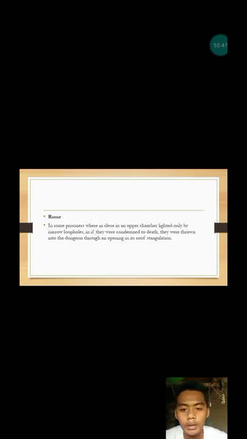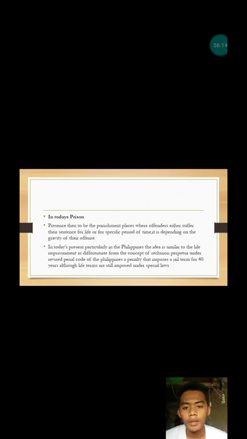In Rome, prisoners were enclosed in an upper chamber lighted only by narrow loopholes, and if they were condemned to death, they were thrown into the dungeons through an opening in the roof for strangulation.